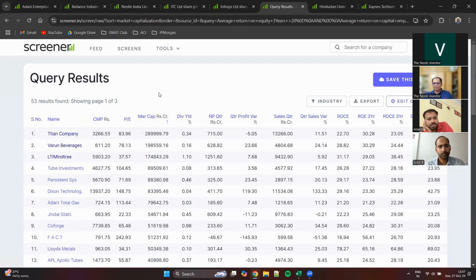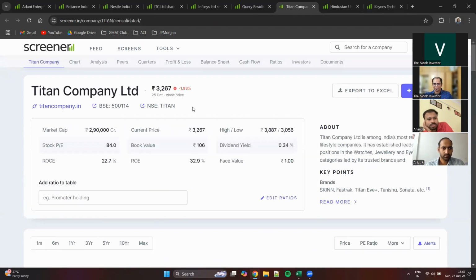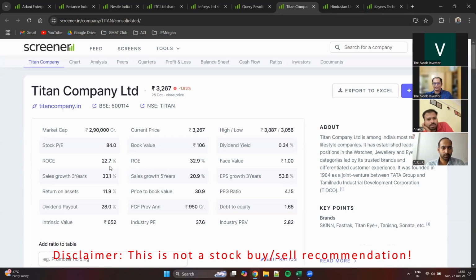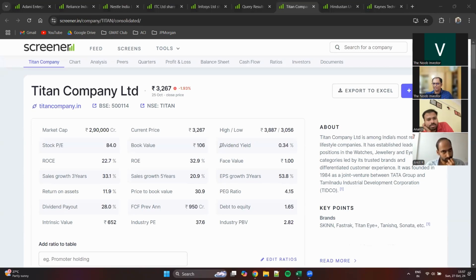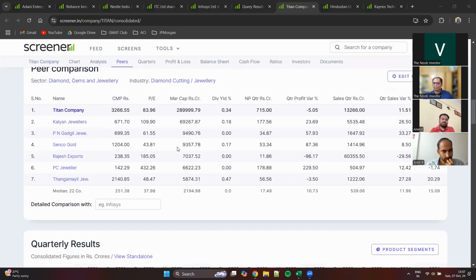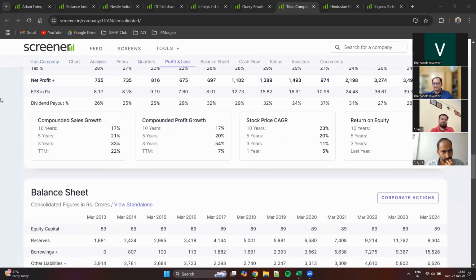Most of these companies we already know. Titan is an all-time favorite for most Indian investors. And if you see their ratios, ROE of 30%, ROCE of 22%, excellent growth of 33%, and even 20% over 5 years. And this is not just for the past 5 years. This company has been compounding shareholders' wealth for 20 years. Sales growth over 10 years is also close to 20%. Stock price CAGR is 23% over the past 10 years. 23% CAGR for 10 years means your money has pretty much become 10 times in 10 years.